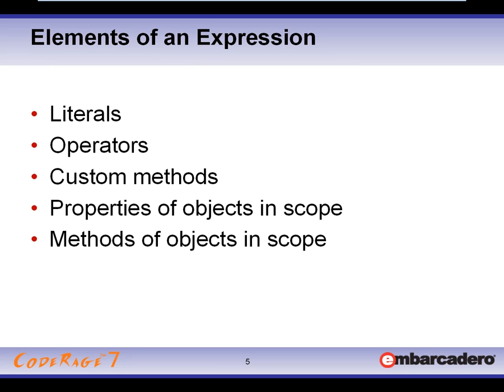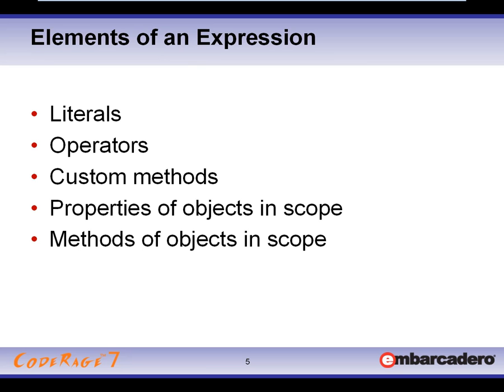We can also use within our expression properties of objects that are within scope of the expression engine. And scope here is a very, very important concept. It basically is those objects that you've informed the expression engine about. By default, a live binding is going to inform the expression engine about the objects in the control property and the source property, the control component and the source component.